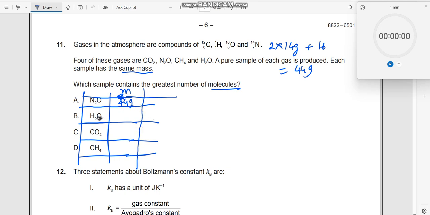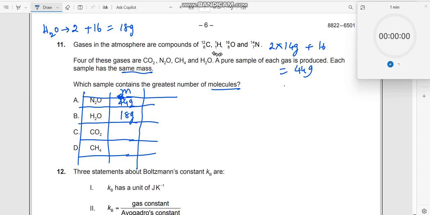In a similar way, let me calculate for water. Look at the mass numbers here: 1 for H, so H2 is 2, plus oxygen, which is 16, which will be equal to 18 grams. So this should be 18 grams.